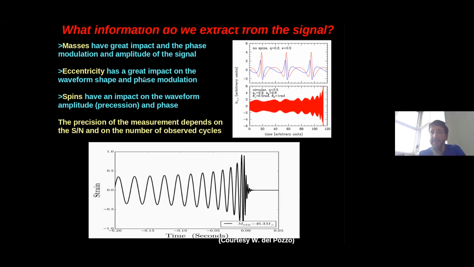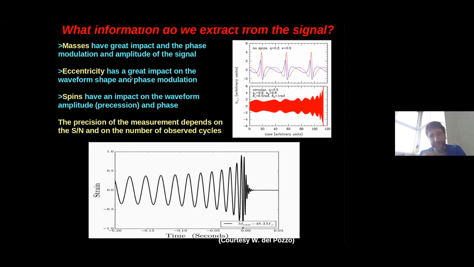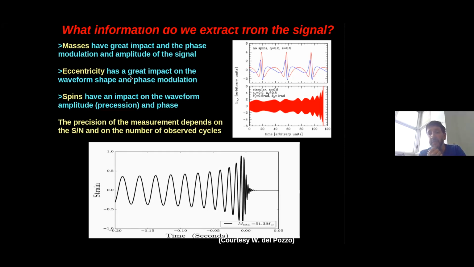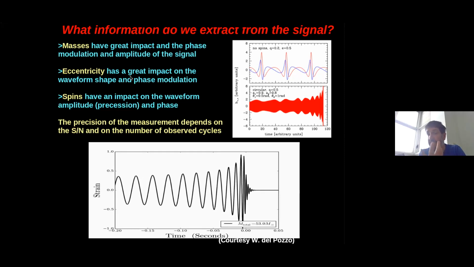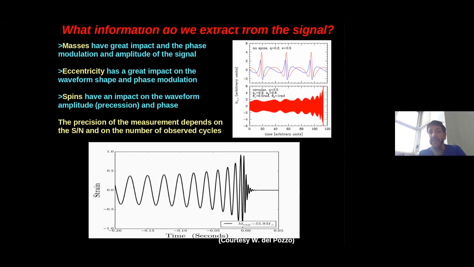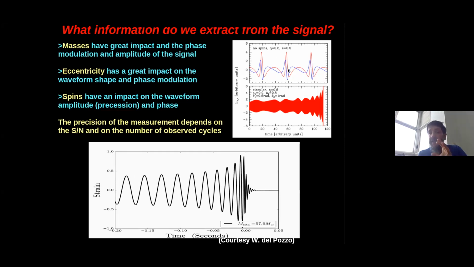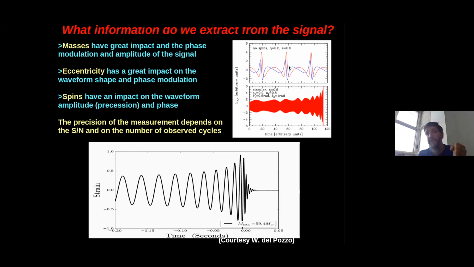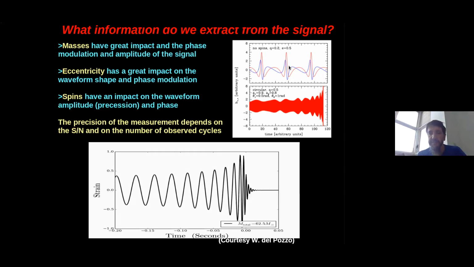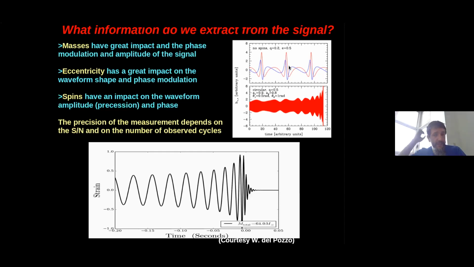Other important parameters are the eccentricity, because the signal is essentially a simple sinusoid if the binary is circular, but when the binary gets eccentric, you have a more bursty type of emission, because the acceleration is maximum at the periastron passage, and there the wave is much stronger.